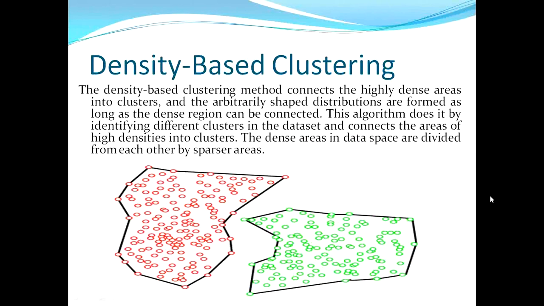And then the density-based clustering. This method connects the highly dense areas into clusters, and arbitrarily shaped distributions are formed as long as the dense region can be connected. The algorithm does this by identifying different clusters in the dataset and connecting the areas of high density into clusters. The dense areas in the data space are separated from each other by sparser areas. These algorithms can face difficulty in clustering the data points if the dataset has varying densities and high dimensions. Based on the idea that a cluster in a data space is a contiguous region of high point density separated from other clusters by contiguous regions of low point density, the data points in the separating regions of low point density are typically considered noise or outliers.